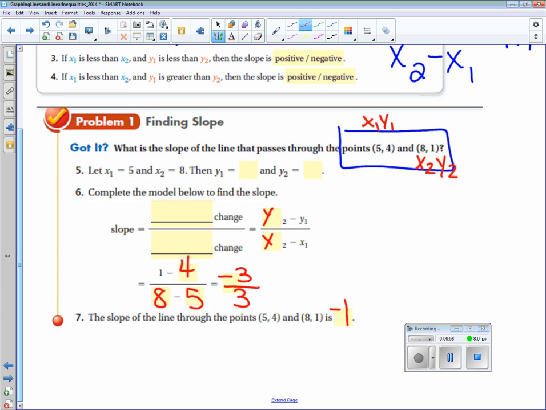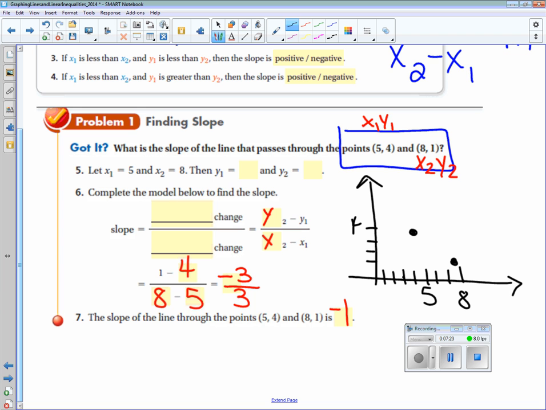Anyway, that's Monday. But negative slope. Let's double check. If I was going to graph these 2 points, I'm just going to do a quick little graph. 1, 2, 3, 4, 5, 6, 7, 8, and 1, 2, 3, 4, 5. Is the line that connects those 2 points going to have a negative slope? So that's always something you want to double check yourself. Did I do it correctly? Because those negatives can be pesky.